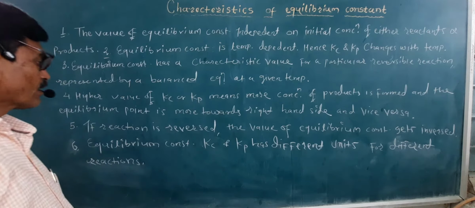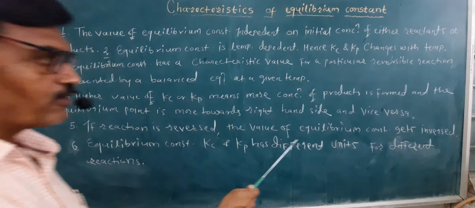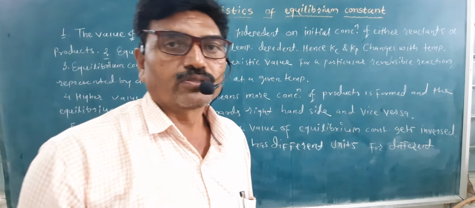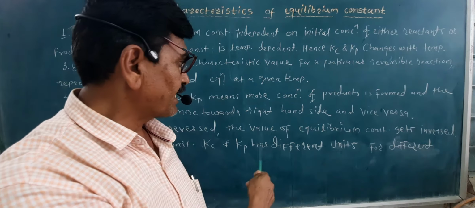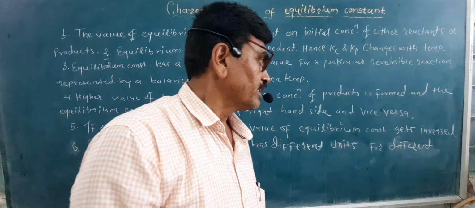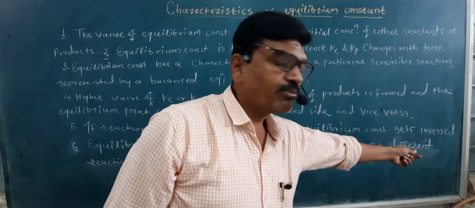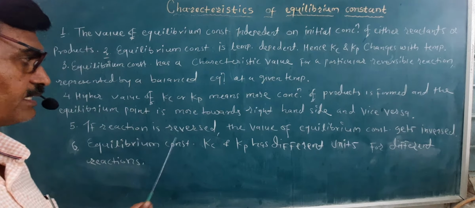Okay. Then if the reaction is reversed, the value of the equilibrium constant gets inverted. We know that when a particular reversible reaction is reversed, the value of Kc and Kp gets inverted. That is, we have the reciprocal of the initial value. So the value also gets inverted when the reaction is reversed.